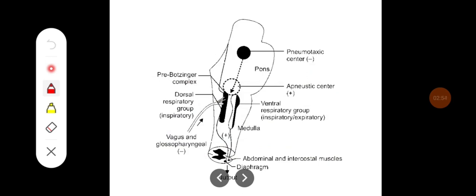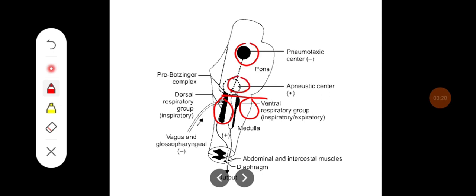This diagram shows all the pontine and medullary respiratory centers. So these are the medullary respiratory centers. Those are the dorsal respiratory group of neurons and the ventral group of neurons. And in the pons, we have two groups, the pneumotaxic center and the apneustic center.